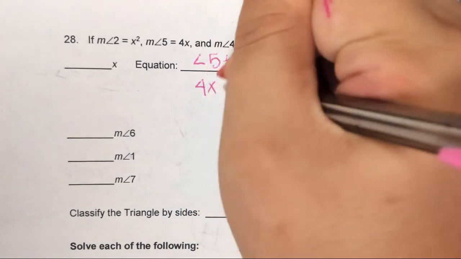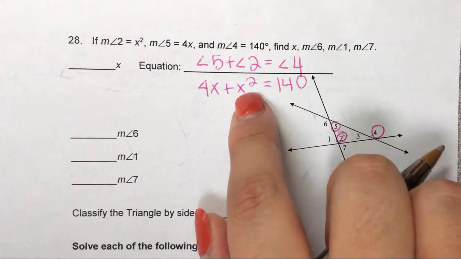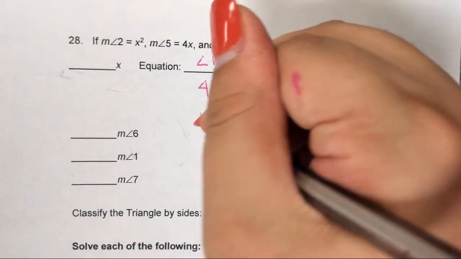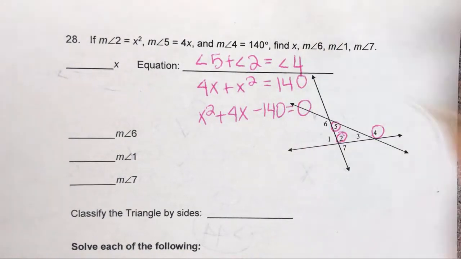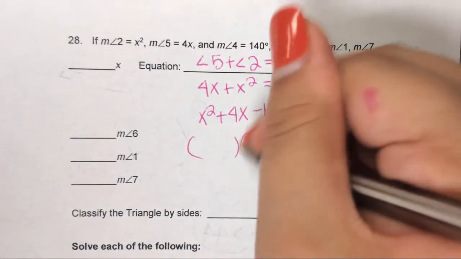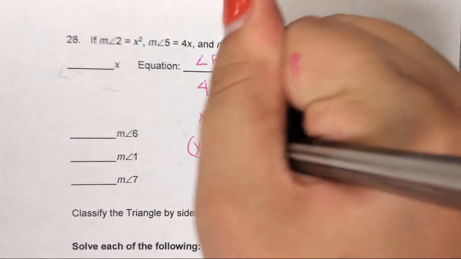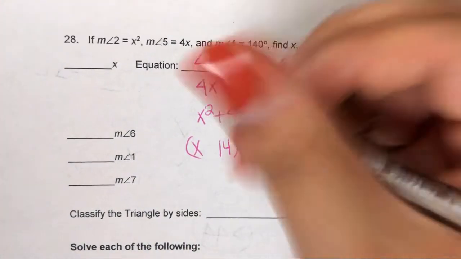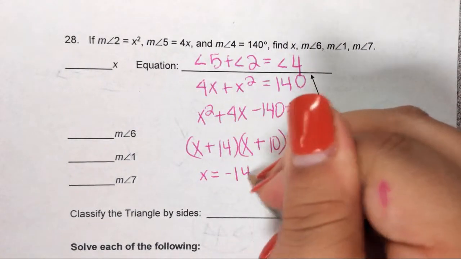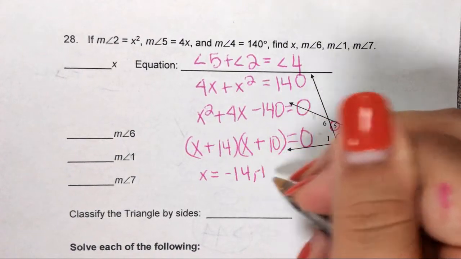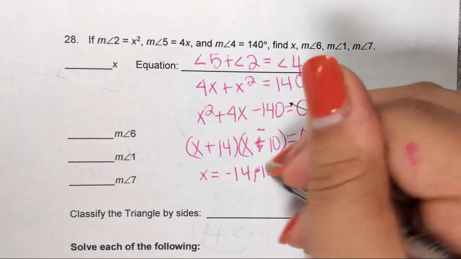So 4x plus x squared equals 140. Again, I have an x squared and an x this time, so I do need to make it equal 0. And what factors of 140 give me 4? That would be 14 and 10. I want a positive 4. So x is going to equal negative 14 and, oh, I did that wrong. That's supposed to be minus 10. And a positive 10.